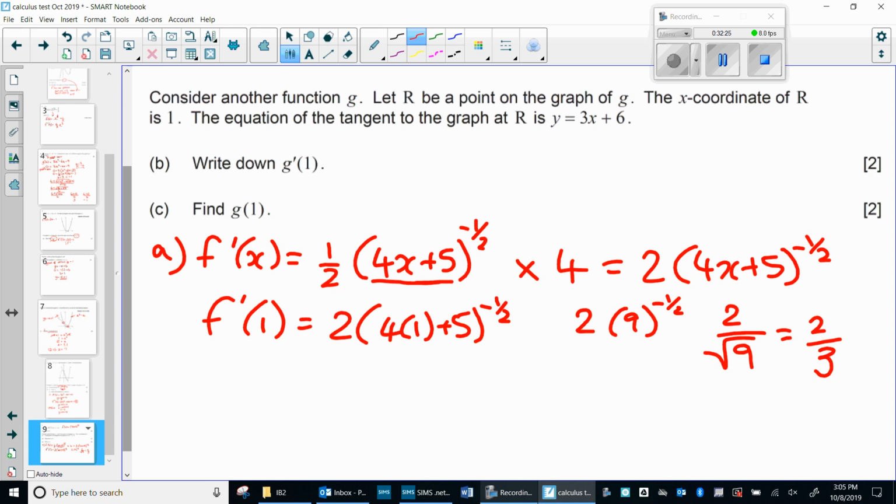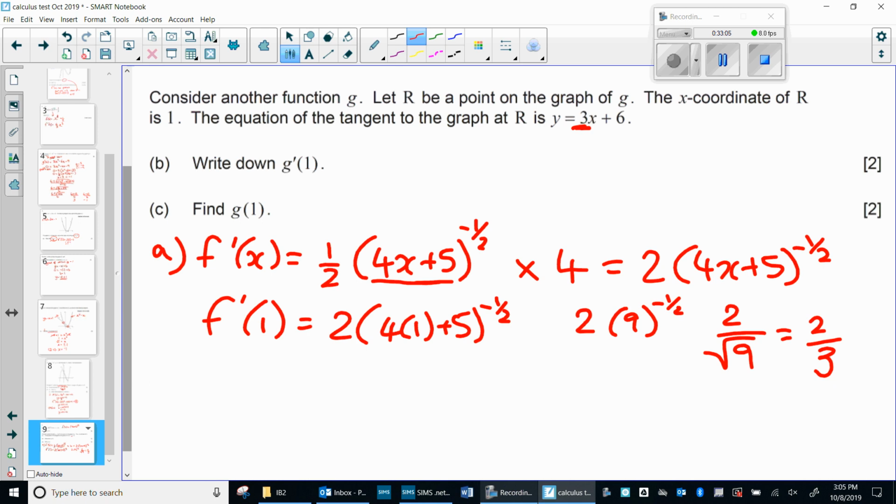Right, what's this say? Write down G'(1). Okay, so it says consider another function. Let R be a point on the graph of G. The x-coordinate of R is 1. The equation of the tangent to the graph is y equals 3x plus 6. So this is where they've given it to you with information. They've told you the equation of the tangent. What does this 3 tell us? The gradient of that graph, yes? So what does that tell us about the derivative at that point? It has to equal 3.